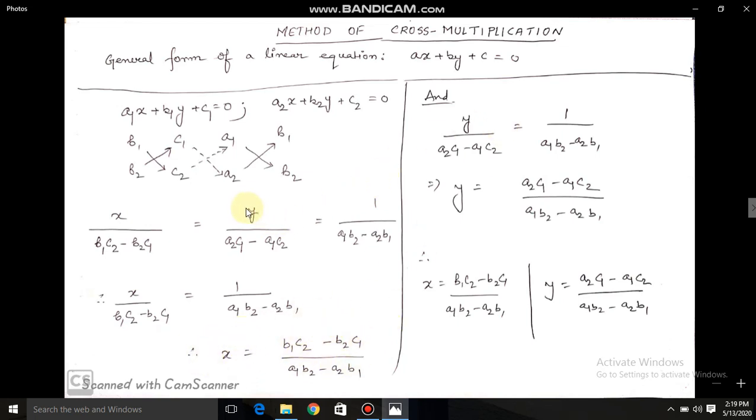Now again, y by (a2 c1 minus a1 c2) is equal to 1 by (a1 b2 minus a2 b1). We can take this a2 c1 minus a1 c2 to the right hand side. So y is equal to (a2 c1 minus a1 c2) by (a1 b2 minus a2 b1). So like this we can find the value of x as well as y. It will be clear when we see a sum. Now let us go to a sum.